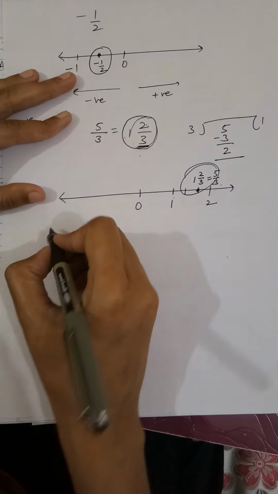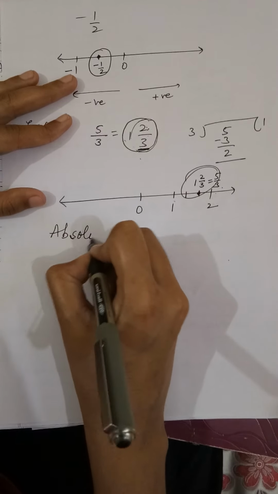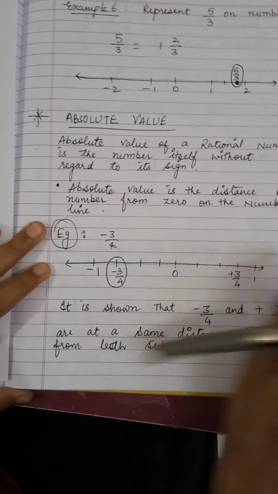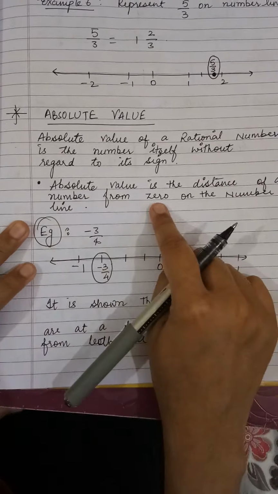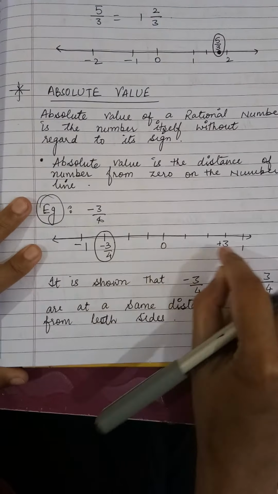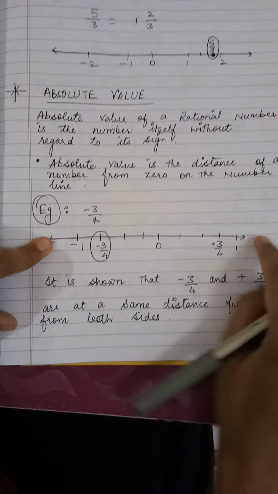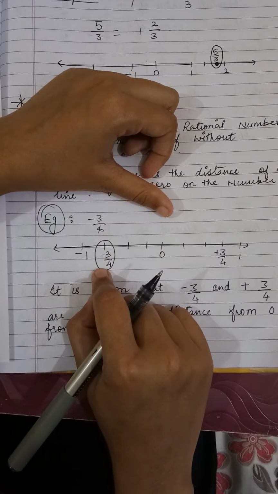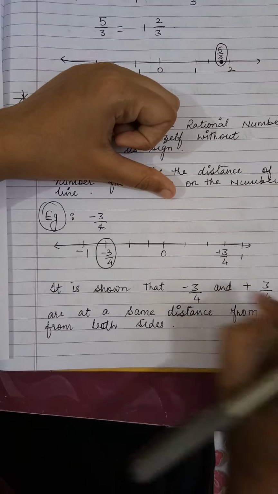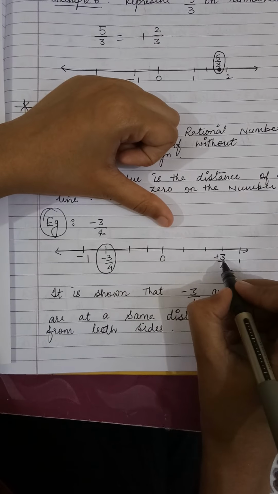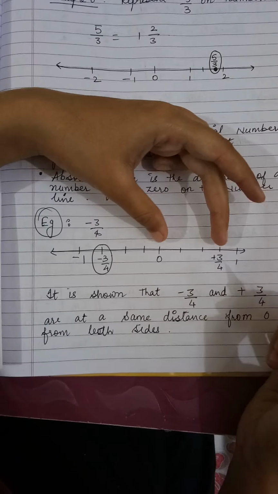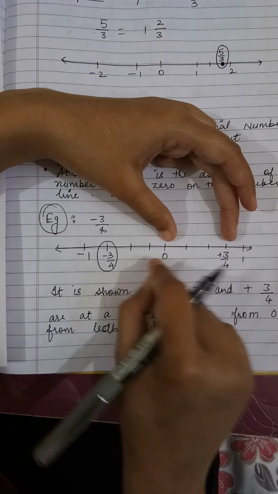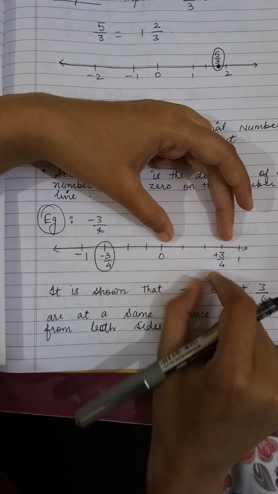Okay, let's move to the next topic, and that next topic is absolute value. Absolute value means the distance of a number from 0 on the number line. This is a number line. The middle one is 0, and this is plus 3 upon 4, and this is minus 3 upon 4. Now if I have to find the distance between these two numbers, this is 3 by 4 and this is 0.